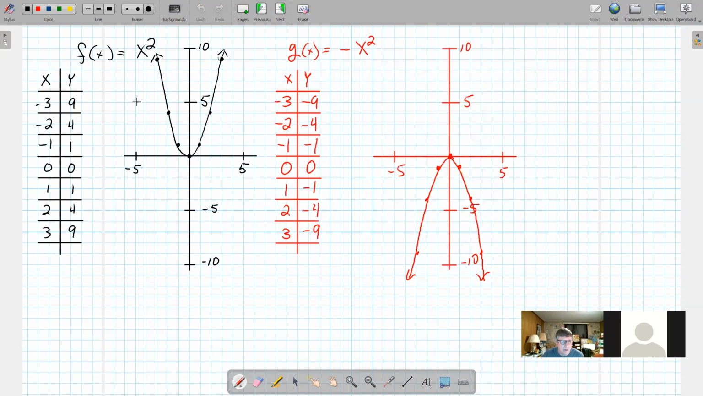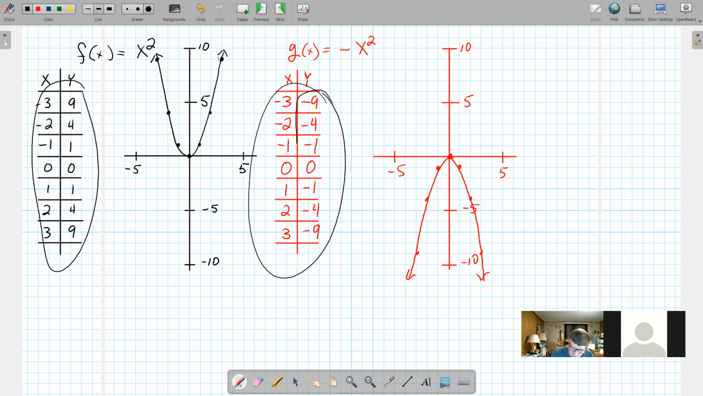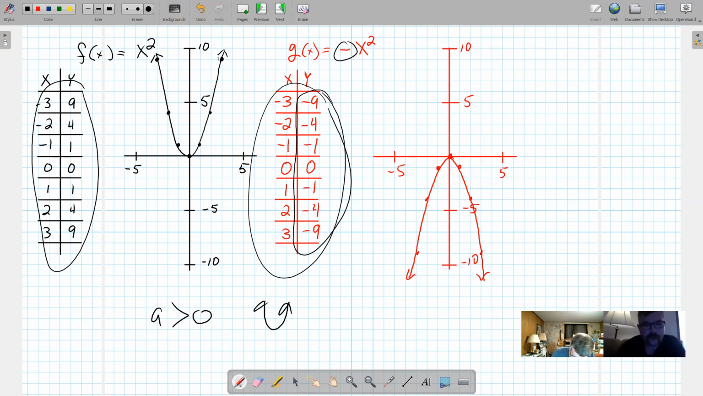Back to our y, or f of x equals x squared. Now we're taking a and making it a negative value, -1. So if I compare this with this, all my y values here are negative. So instead of opening upwards, the graph opens downwards. Okay. So what did we figure out so far? Well, if a is greater than 0, the parabola opens up. If a is less than 0, the parabola opens downwards.